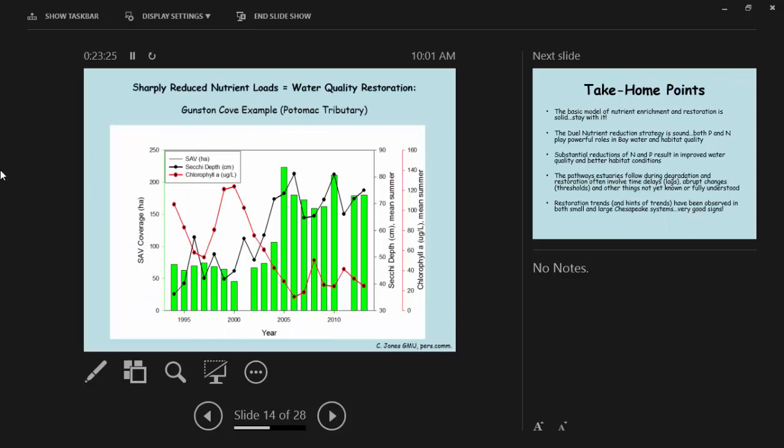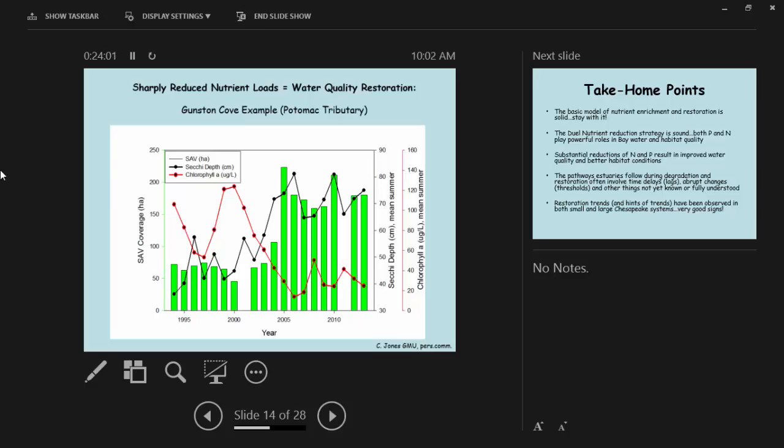So let me finish here with a little restoration story. This is from Gunston Cove and the Potomac River. On the part of the slide that doesn't show, phosphorus first, and then nitrogen reductions were made. The phosphorus reductions were very large. The nitrogen reductions were far less large. But both were really significant. Phosphorus reductions, this is from a sewage treatment plant, were by 90 and 95%. The nitrogen reductions were about by half.